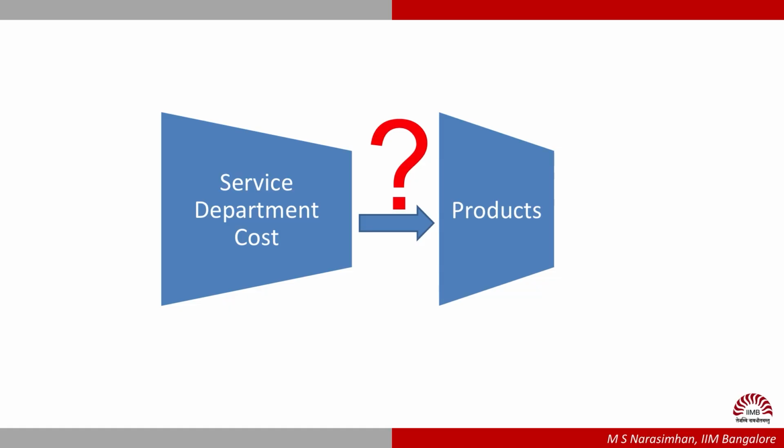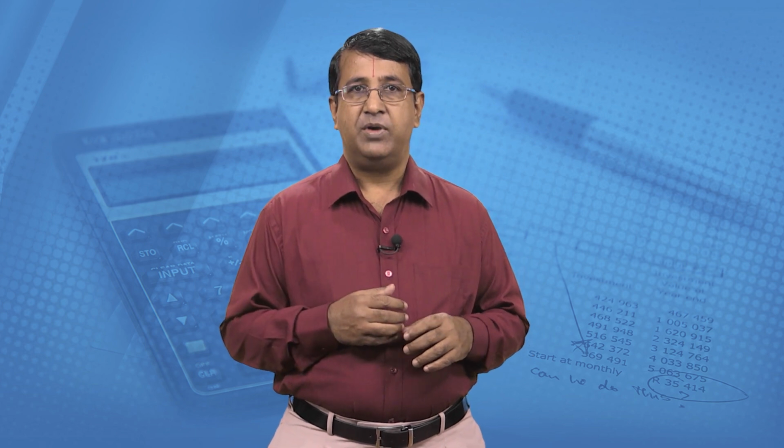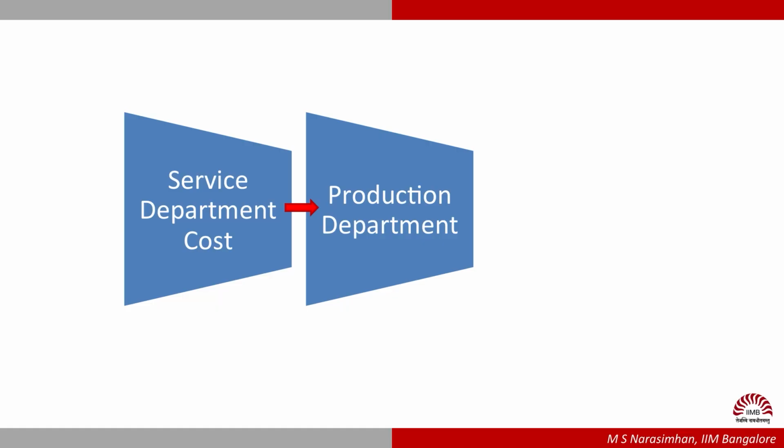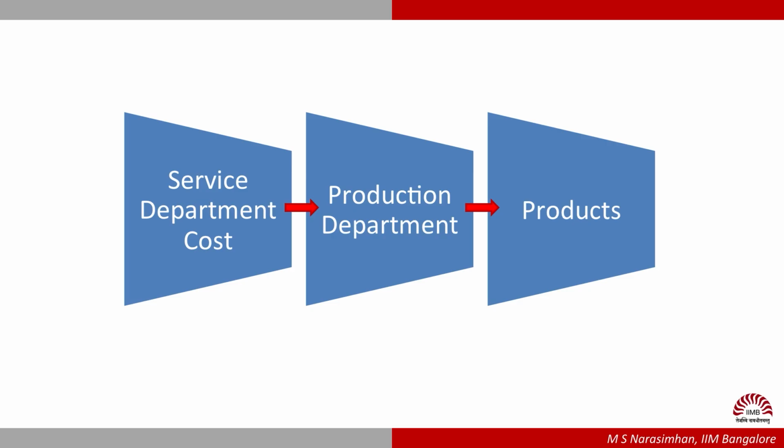The challenge is, how do we allocate service department cost to product? It is difficult to have a relationship between service department and products. One possible solution is first allocate the service department cost to the production departments. Production department costs are then allocated to the products.